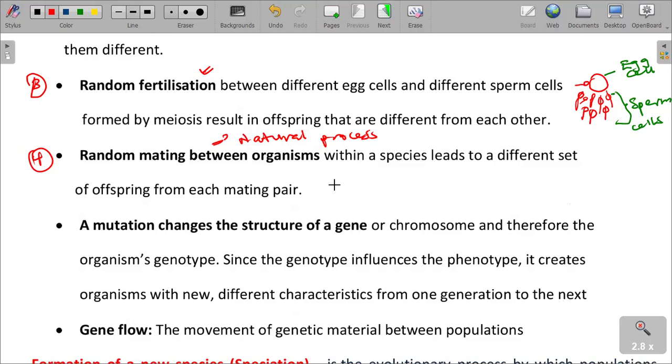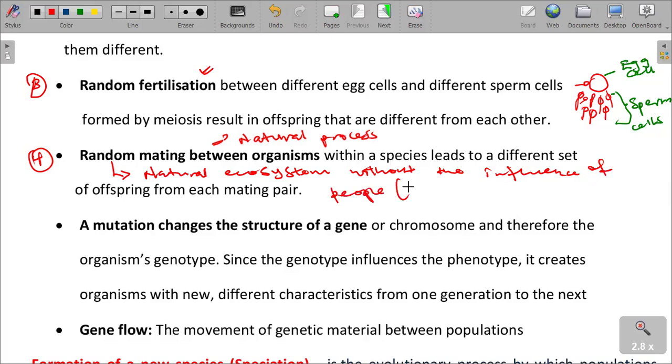But in a natural environment, we are talking about random mating in a natural ecosystem or in a natural habitat, where no human influence is involved. A natural ecosystem without the influence of people, of humankind.